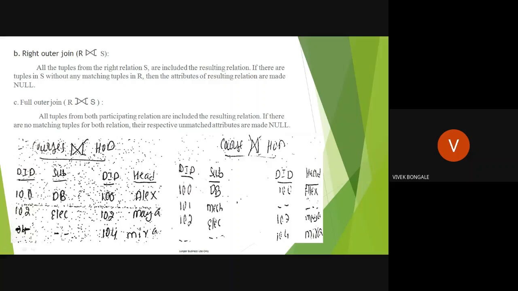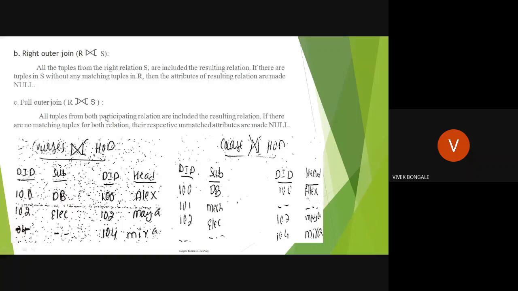So this is regarding the outer join. In the left outer join, we compare from the left table to the right table. In the right outer join, we compare from the right table to the left table. In the full outer join, we compare between both tables, and wherever it is not equal, we place a null value. This is regarding the binary operation.